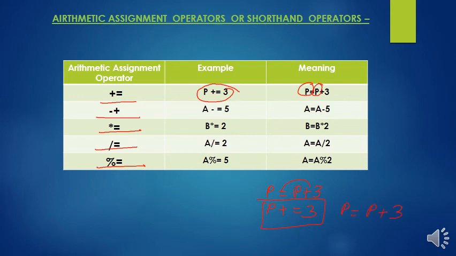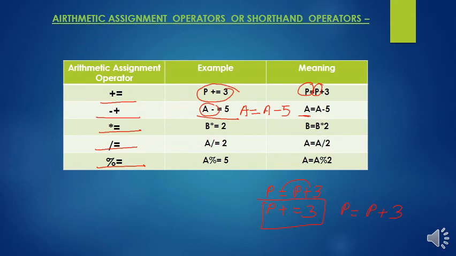Next is a minus equal to 5, which means a is equal to a minus 5. First you write a is equal to, then you write the same a minus here on this side, and then write what?